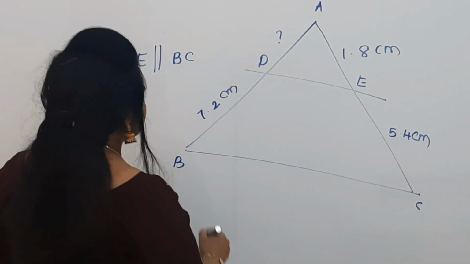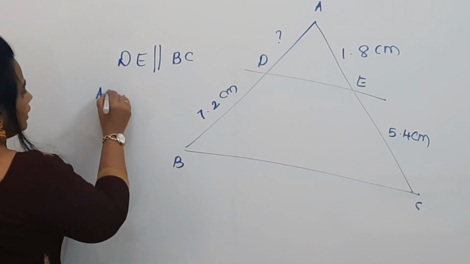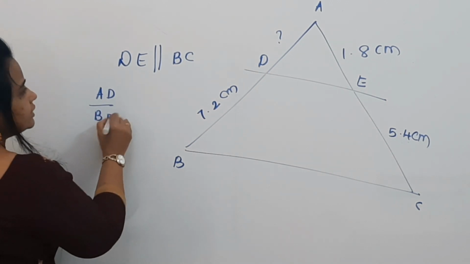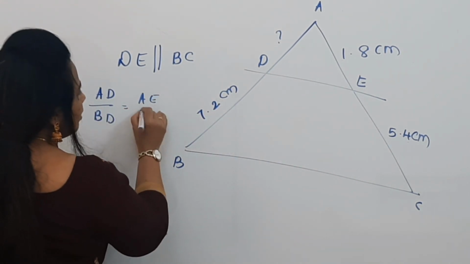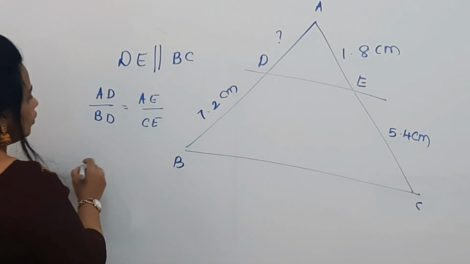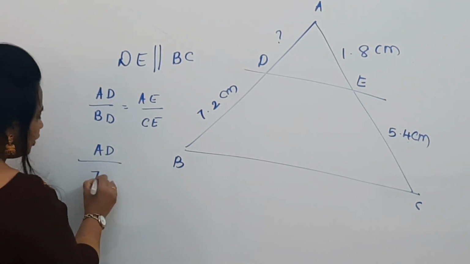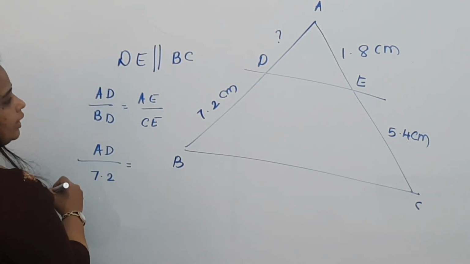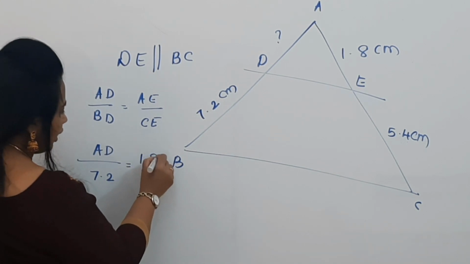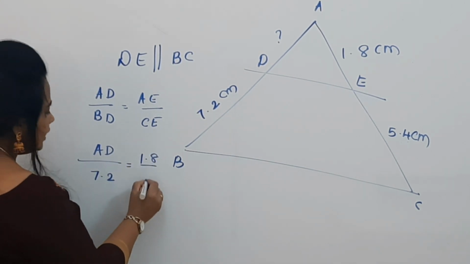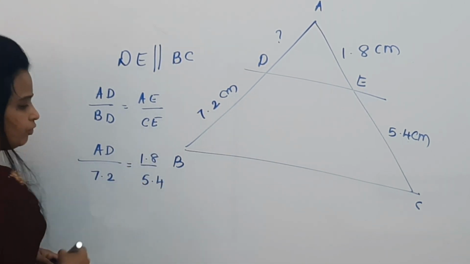You know the ratios are equal, so I will write AD by BD is equal to AE by CE. So AD I do not know, divided by BD I know, which is 7.2. AE I know, which is 1.8, and CE I know, 5.4.